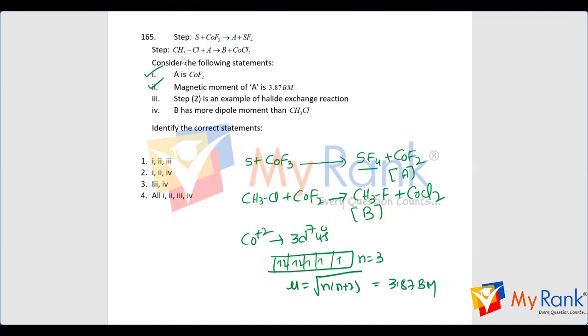Step 2 is an example of halide exchange. Yes, this is an example of halide exchange. Chlorine is replaced by fluorine. Therefore, this is also correct only.